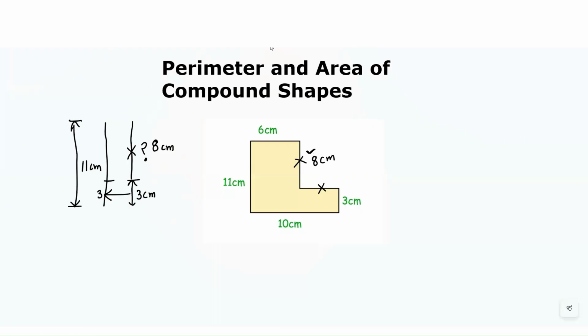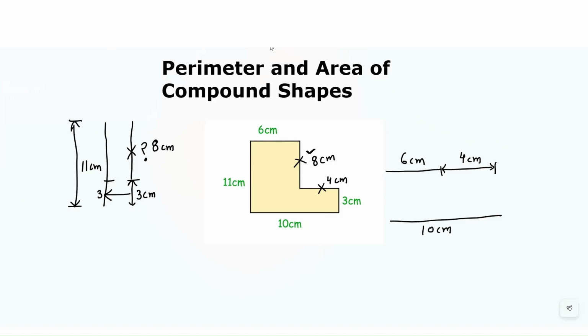Now we need to find out the horizontal missing side length. For that, I will draw all the horizontal lines given in the diagram. So they have given us 10 centimeter. Then they have given at the top 6 centimeter. And we need to find out how much is this, which we don't have. So that means 10 minus 6 is equal to 4 centimeter. So this missing side length will be equal to 4 centimeter.